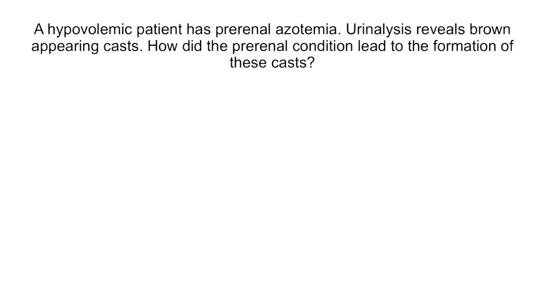Let's try a question to apply what you've learned. A hypovolemic patient has prerenal azotemia. Urinalysis reveals brown appearing casts. How did the prerenal condition lead to the formation of these casts? So the brown casts should make you think of acute tubular necrosis. This necrosis, caused by tubular cells, slough off into the tubular lumen and form these brown casts. However, the patient had a prerenal condition. So why do they now have acute tubular necrosis, which is an intrinsic problem?